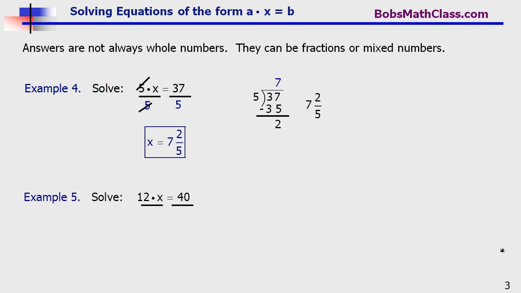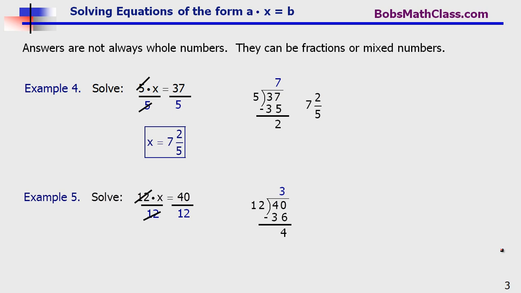Okay, divide by 12 on each side. 12's cancel, so now we're going to divide 12 into 40. If you chose to divide both of those by 4 right now, that's okay also. I'm just going to go ahead and divide 12 into 40. 12 goes into 40 3 times.